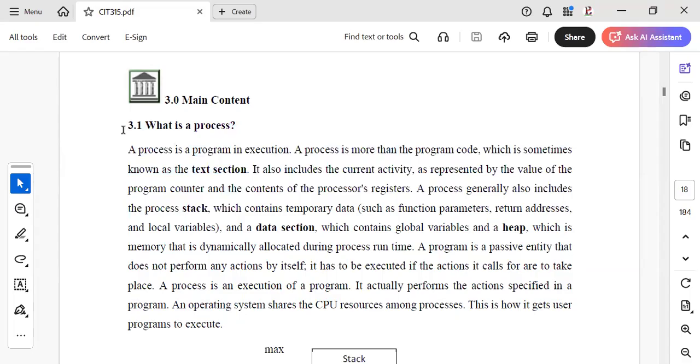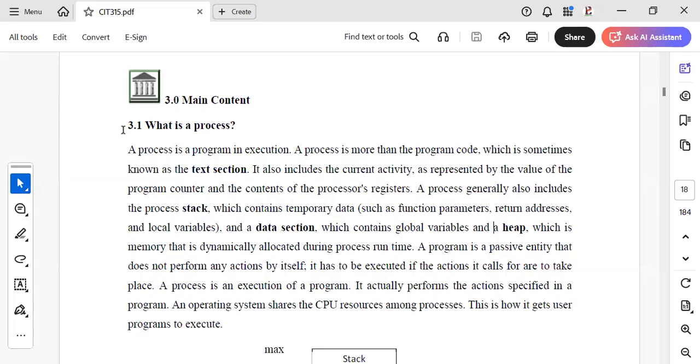So they say, what is a process? A process is a program in execution. A process is more than the program code, which is sometimes known as the text section. It also includes the current activity, what we are doing now, as represented by the value of the program counter and the content of the processor's registers.